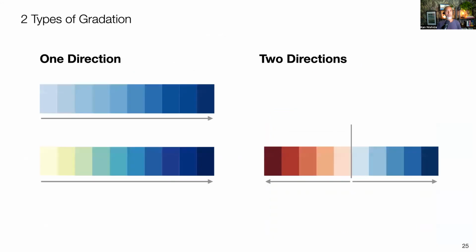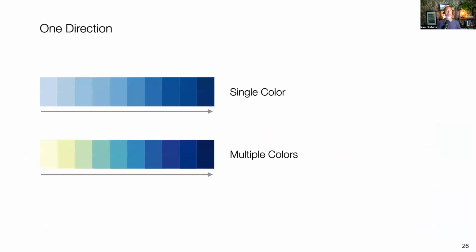So let's go one by one. One is basically you can dissect it into two groups: one direction and two directions. On the left-hand side, one direction, there are two types. The above is a single color. The next one is multiple colors. Either way, it's one direction, starting from the left all the way to the right, and it's all a continuous gradation.